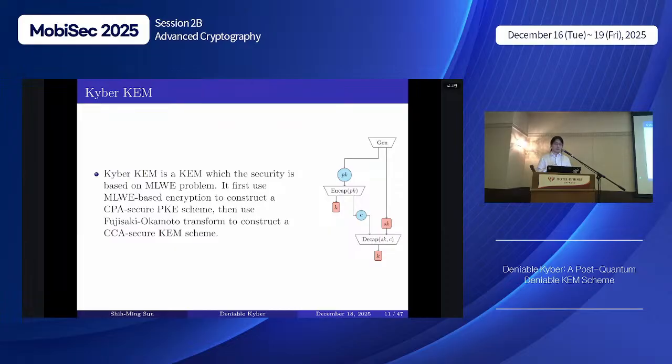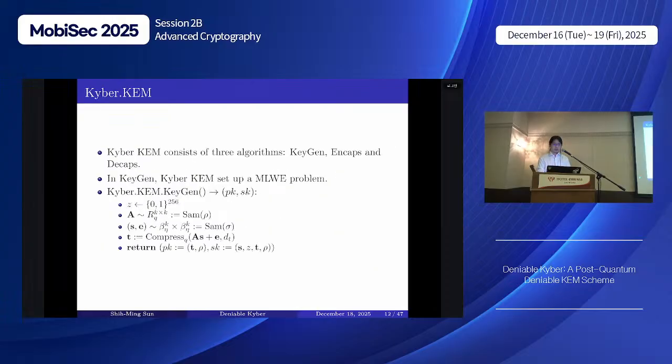I introduce CyberCam. CyberCam is a KEM whose security is based on the module learning with errors problem. It first used MLWE-based encryption to construct a CPA secure PKE scheme, then used the Fujisaki-Okamoto transform to construct a CCA secure KEM scheme.